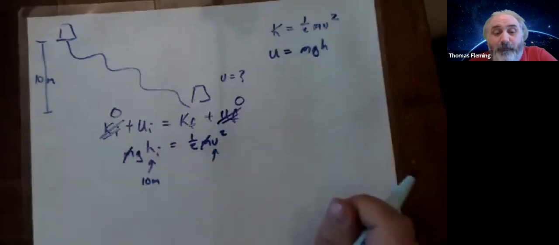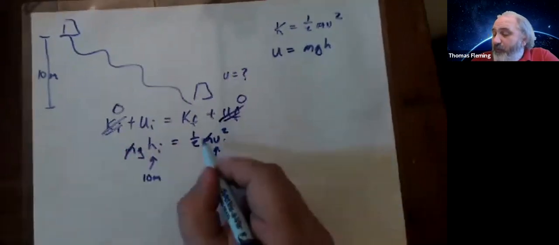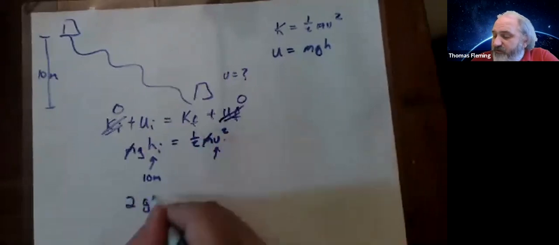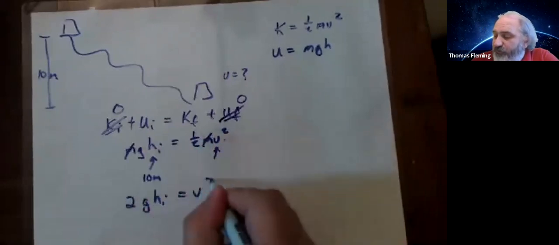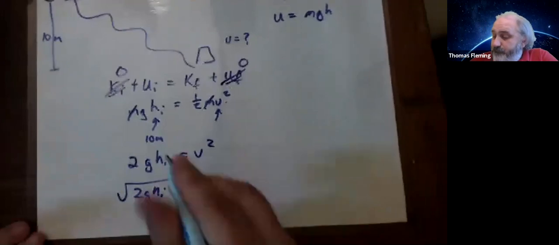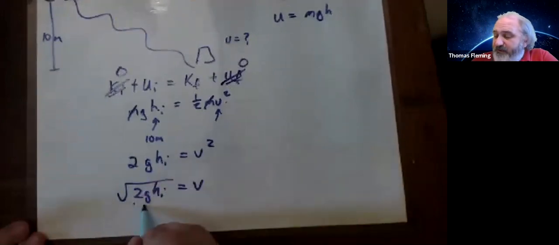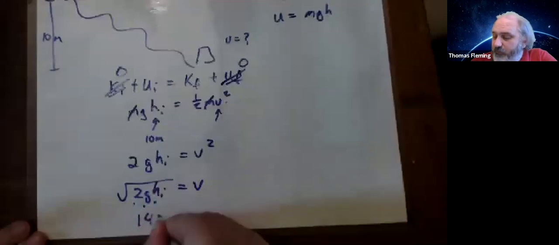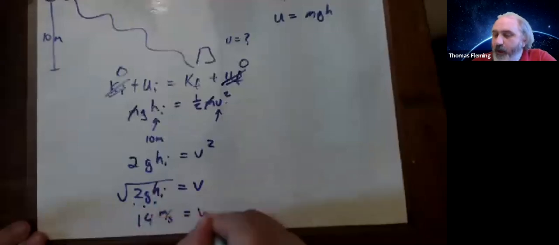It won't even matter. So now when I solve for v, I'm going to multiply both sides by 2. So I have 2 times g times h initial equals v squared. And therefore, the square root of 2 times g times h initial equals v. So that's 2 times 9.8 times 10. That's 196. Square root of 196 is 14 meters per second.